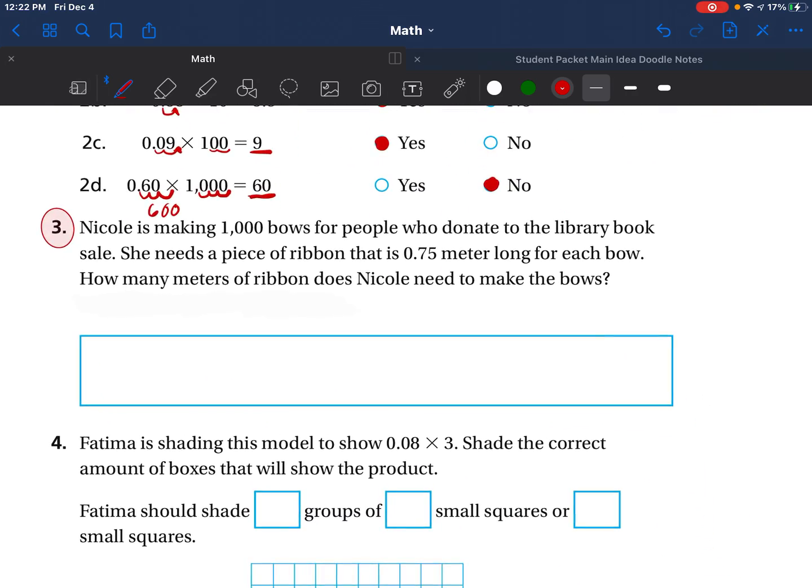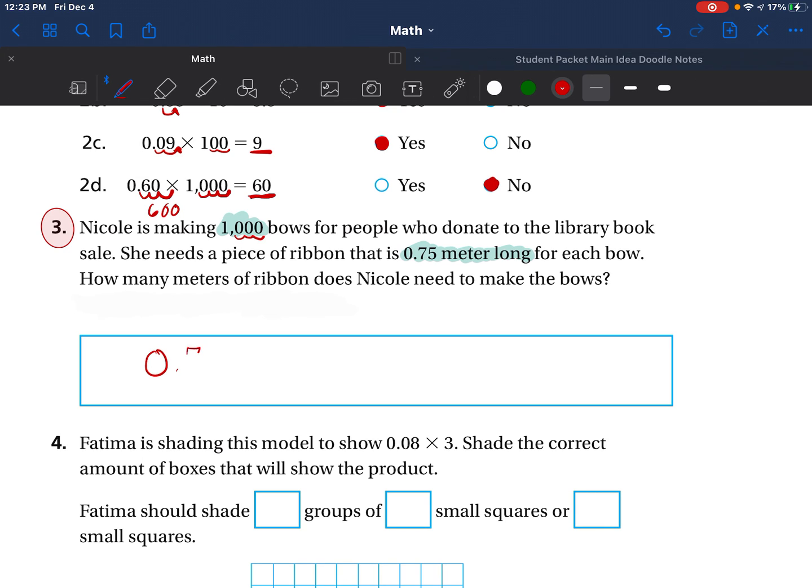Number 3. Nicole is making 1,000 bows for people who donate to the library book sale. She needs a piece of ribbon that is 75 hundredths meters long for each bow. How many meters of ribbon does she need to make all of the bows? Well, all we have to do is multiply 75 hundredths times 1,000. So just like the problems we did in number 2, we know that we have 1, 2, 3 places.